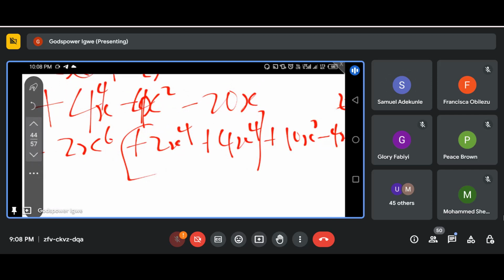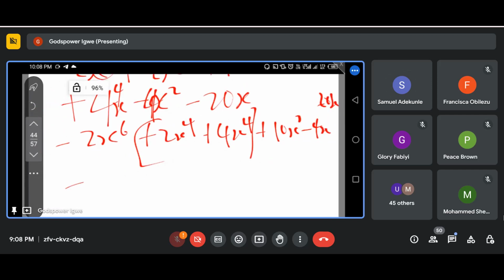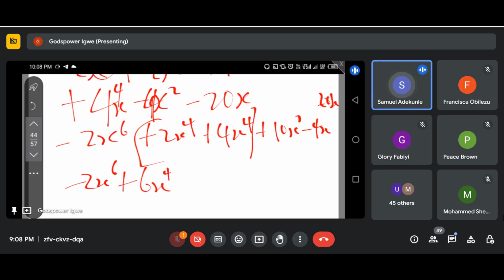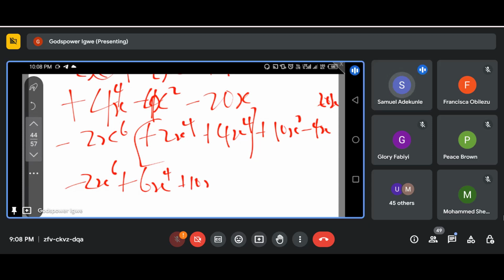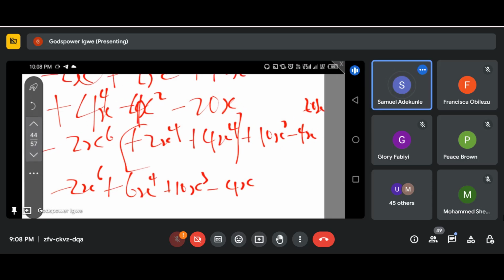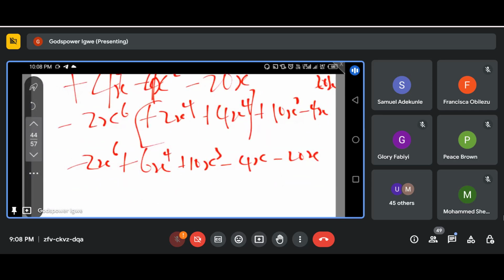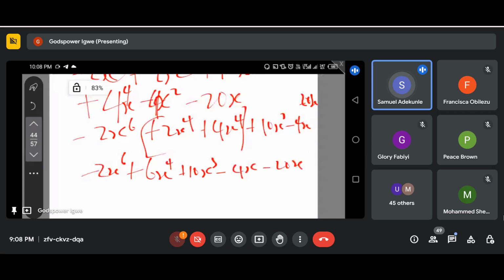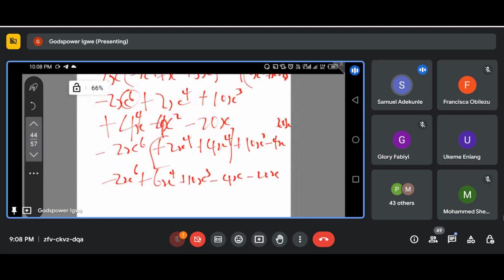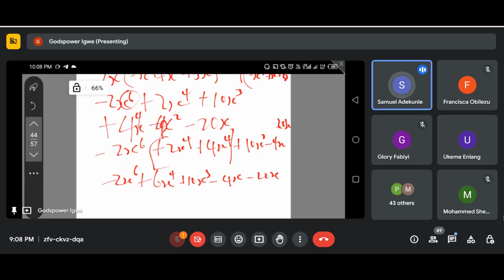Plus 2 plus 4 is going to give us 6. So this is going to give us minus 2x raised to power 6, plus 6x raised to power 4, plus 10x cubed, then minus 4x squared, then the other one is minus 20x. So this becomes our answer. Is it 4x squared? Yes, sir, minus 4x squared.